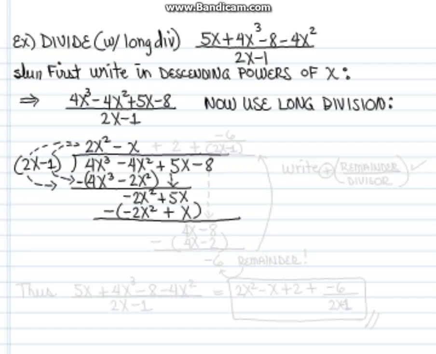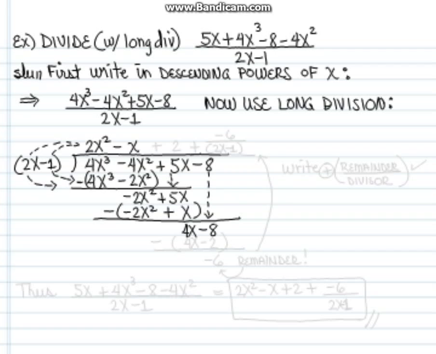Then we have the 5x. Now distribute the negative sign. 5x minus x, not plus x. It's 5x minus x gives me positive 4x. So write 4x, then bring down the negative 8.